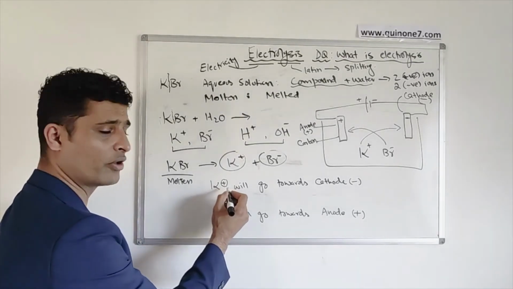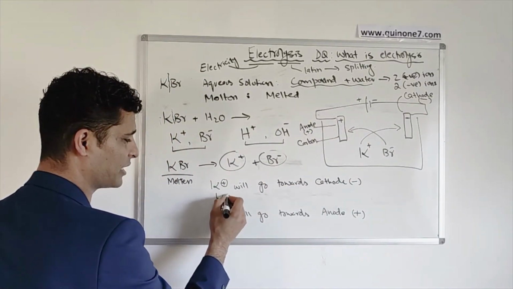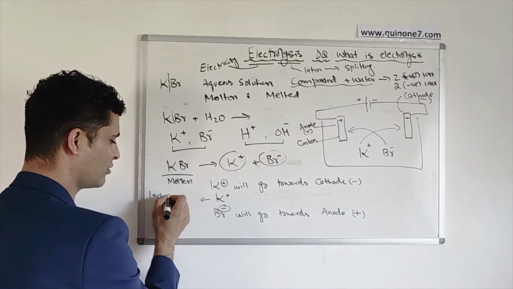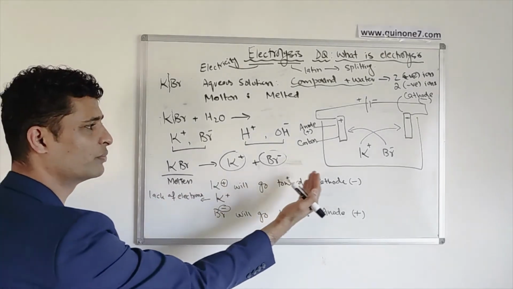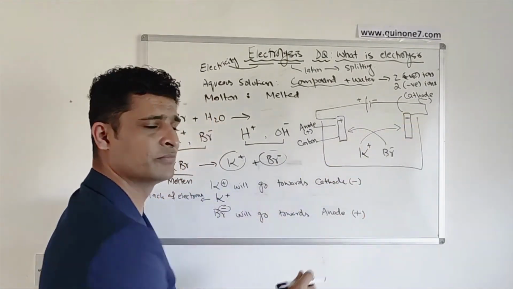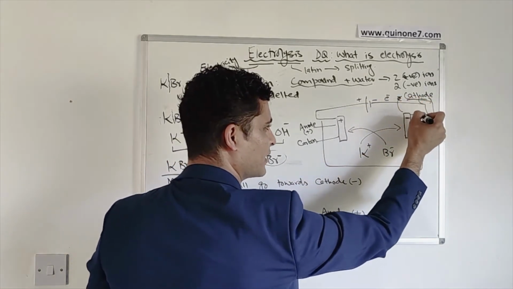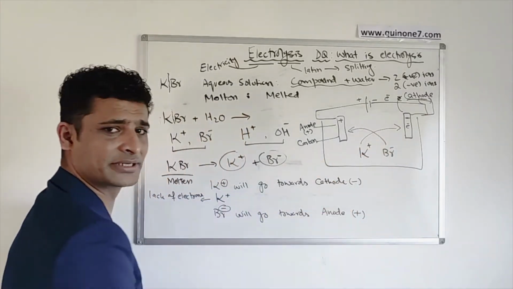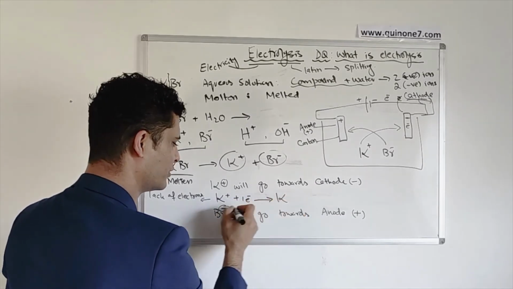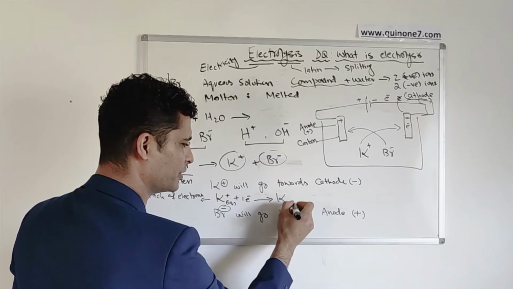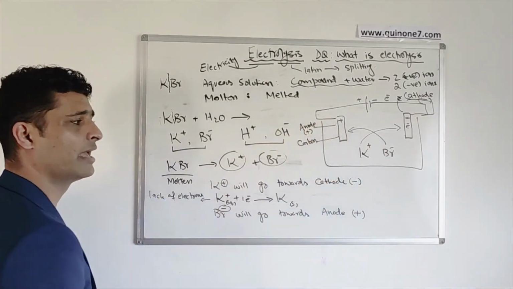So potassium K positive ion will go towards the negative electrode. Potassium K plus means it has a lack of electrons. Because it has a lack of electrons, it will gain the electron. Because the electrode is negative, it can provide those electrons. So electrons are moving in the circuit and coming here, and that will deliver to the potassium. So potassium has +1 charge. It will gain only 1 electron, and it will be converted to a potassium atom.